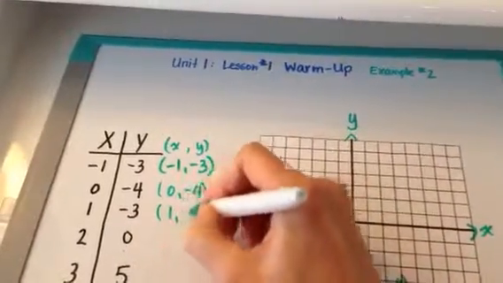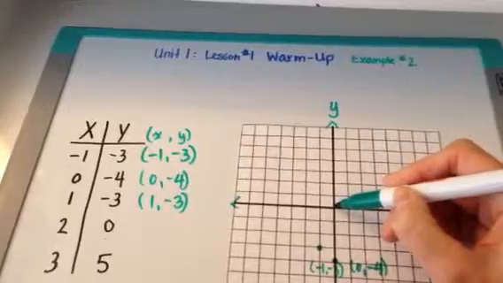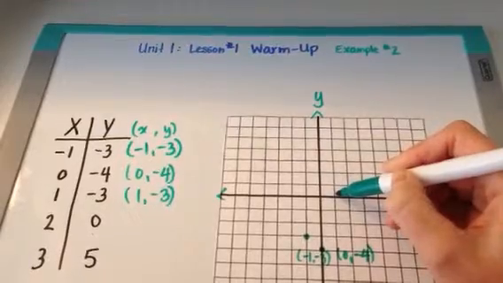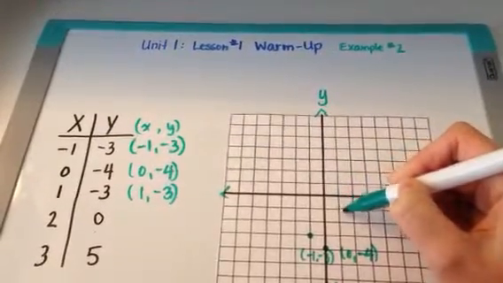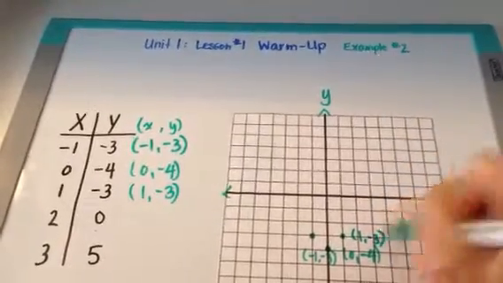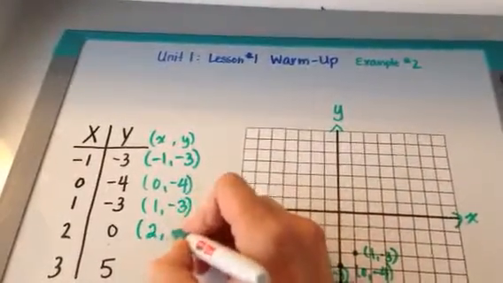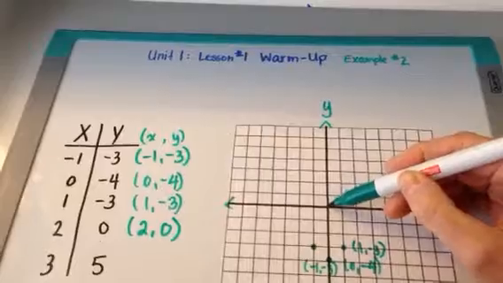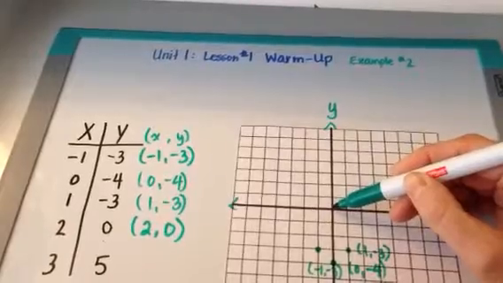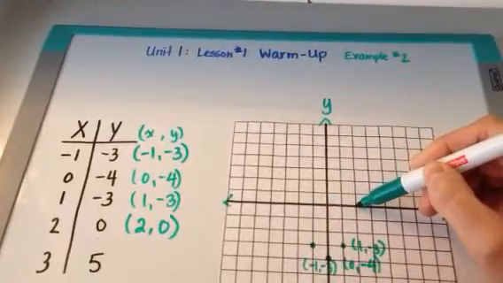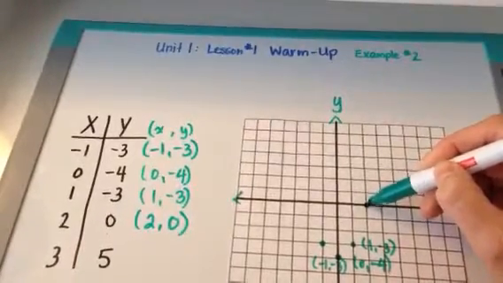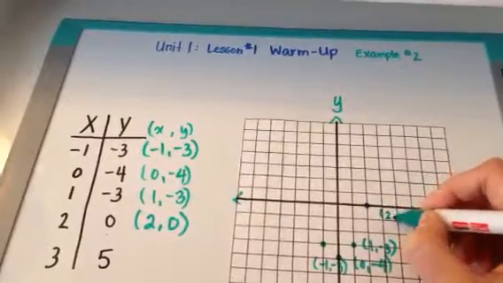Our next point is 1, -3. So we start here at 0, 0. We move over 1 for the x value and then down 3 on the y-axis. So 1, 2, 3. This is 1, -3. Our next point is 2, 0. So once again, we start at the origin first, and we move over 2 units to the right this time on the x-axis. So 1, 2. And our y value is 0, so we don't move up or down. We stay exactly where we are. Okay, so that is 2, 0.